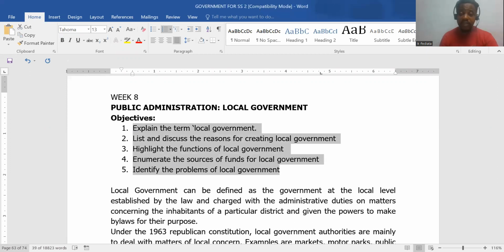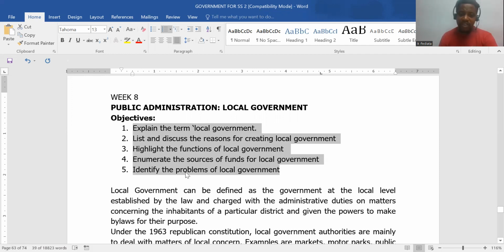Basically, we know that we have 774 local governments in Nigeria, just like we have 36 states in the country, just like we have 109 senators and 360 members of the House of Representatives. These are the very basic current affairs we should know. As we go up, I will add more to it.